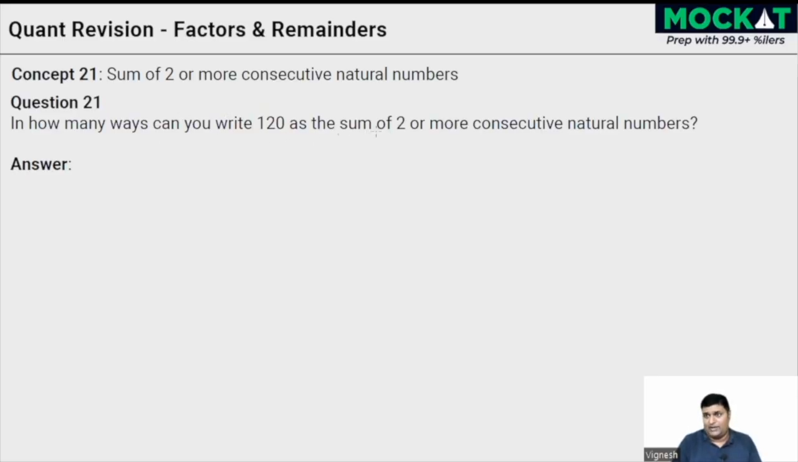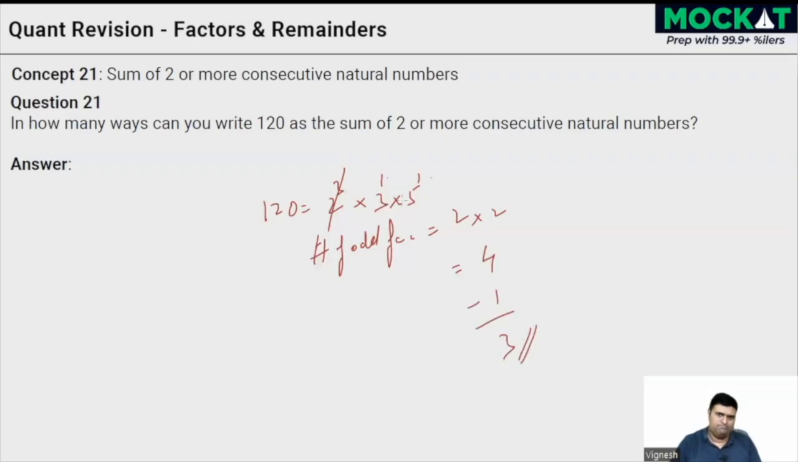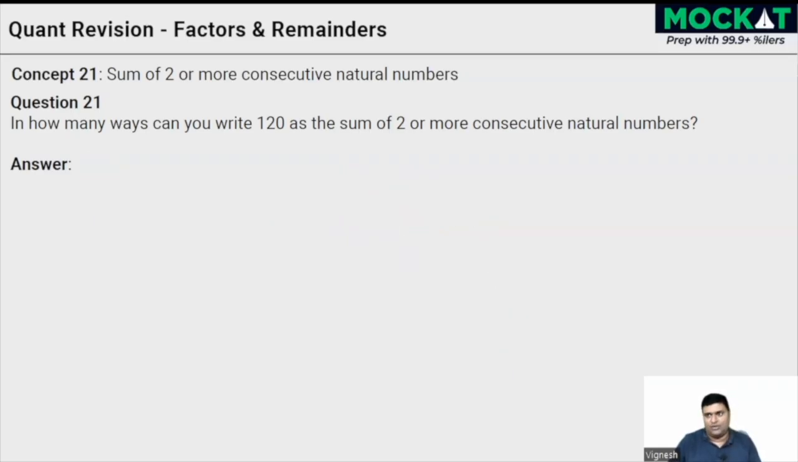How many ways can you write 120 as a sum of two or more consecutive natural numbers? 120, first you prime factorize it. Divisible by 8, 2 cube. We're left with 15, 3 into 5. Number of odd factors is what? Forget the 2s. 2 into 2, power plus 1 into power plus 1, which comes to 4. Subtract 1 from it. That's it. 3. In 3 ways you can write it. The exact ways, you'd have to list out, but that hasn't really turned up. So to that extent, knowing that 3 ways is enough, sufficient from an exam perspective.